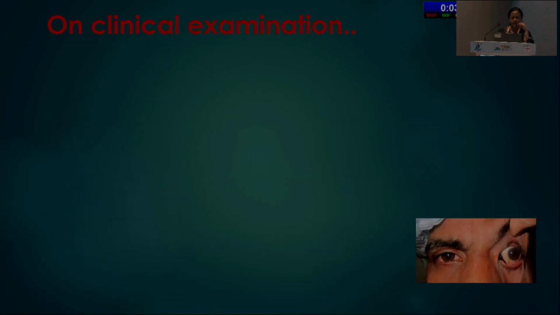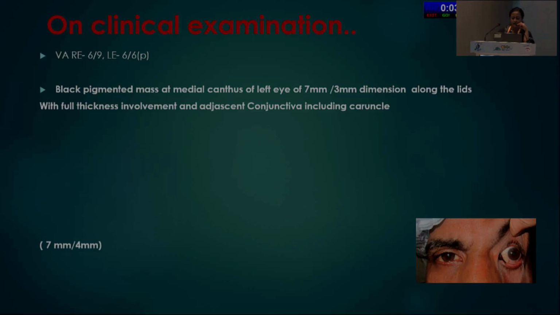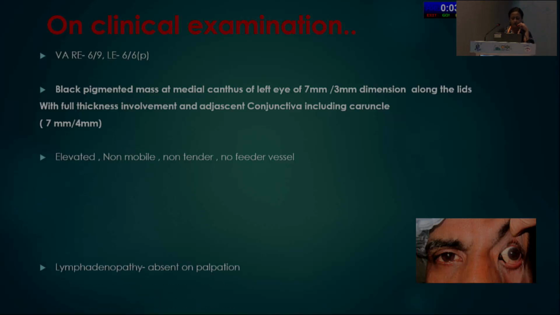On clinical examination, the best corrected visual acuity in the right eye was 6/9, left eye was 6/6, and near vision was N6 in both eyes. There was a black pigmented mass at the medial canthus of the left eye, around 7 mm by 3 mm in dimension along the lid, with full thickness involvement, and the conjunctiva including the caruncle, where it was about 7 mm by 4 mm. It was an elevated, non-mobile, non-tender lesion without any feeder vessel.